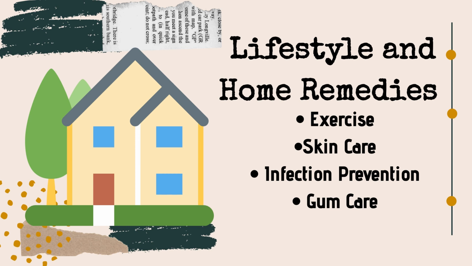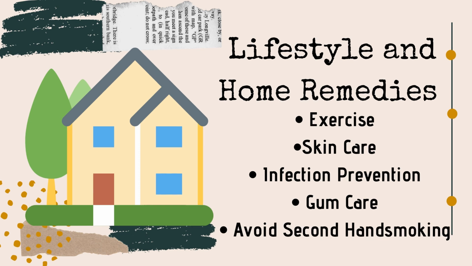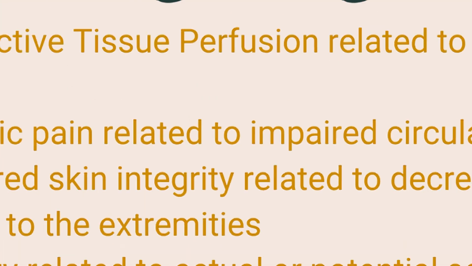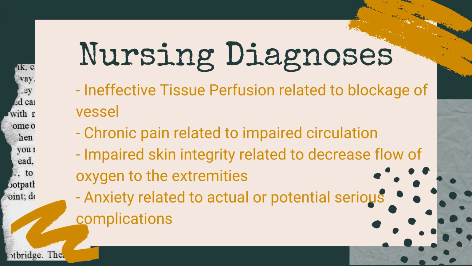Gum care. Visit the dentist regularly to keep the gums and teeth in good health and avoid gum disease, which in its chronic form is linked to Buerger disease. Avoid people who smoke. It is important to avoid second-hand smoke too. These are the nursing diagnoses that we can use for this disease. Ineffective tissue perfusion related to blockage of vessel, chronic pain related to impaired circulation, impaired skin integrity related to decreased flow of oxygen to the extremities, anxiety related to actual or potential serious complications.